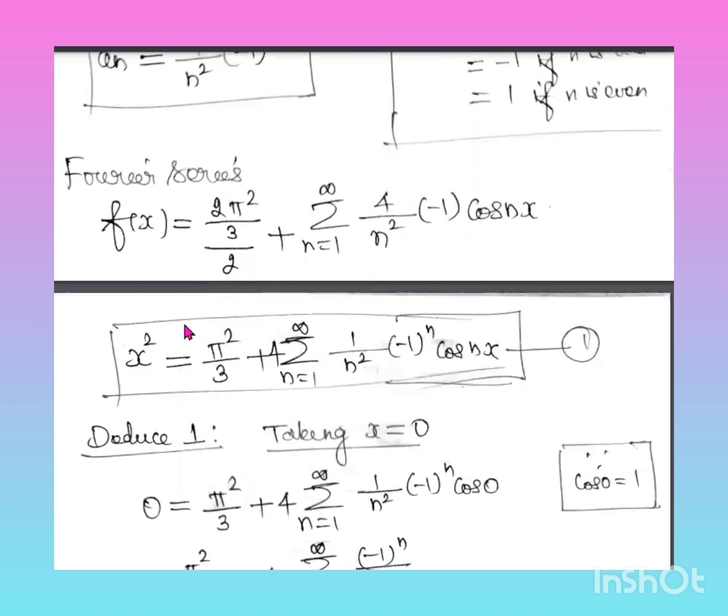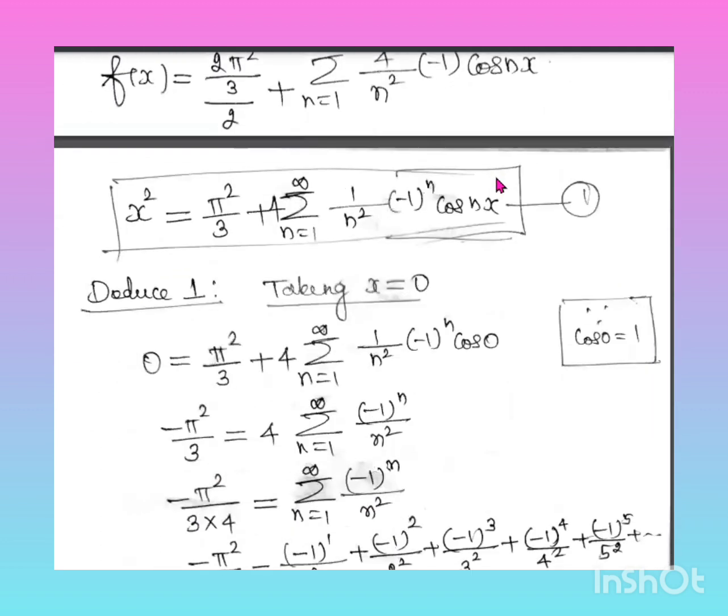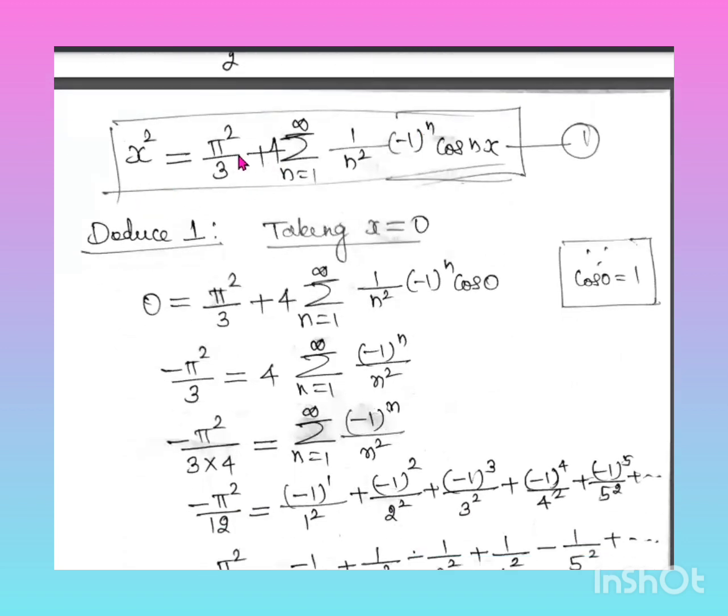Then the Fourier series f of x is equal to a0 by 2. A0 is 2 pi square by 3, divided by 2, plus summation n equal to 1 to infinity 4 divided by n square minus 1 power n cos nx. Here f of x equal to x square, which is equal to pi square by 3 plus 4 summation n equal to 1 to infinity 1 by n square minus 1 power n cos nx. Take this as equation number 1.